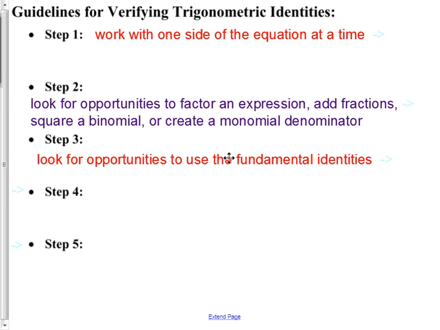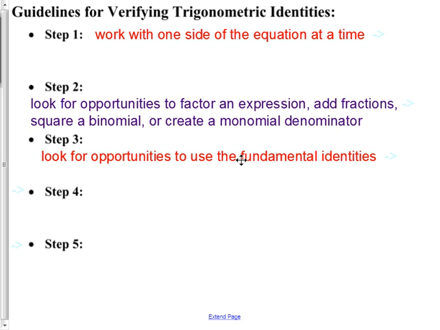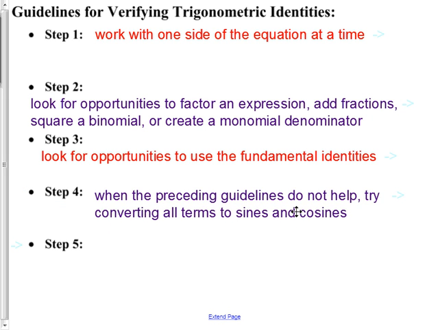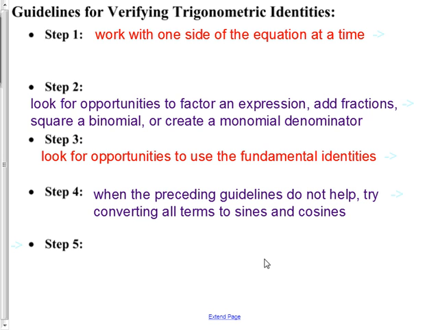Step 3, look for opportunities to use the fundamental identities. If you see tan squared theta plus 1, that is a key that we probably want to use our secant squared identity. Same thing if we have 1 plus cotangent squared, then we want to use cosecant. And if you find sine squared plus cosine squared, of course, we're looking to combine those and make them 1.